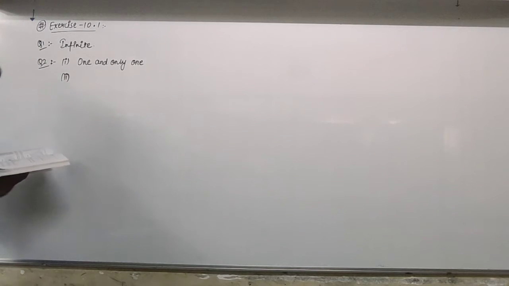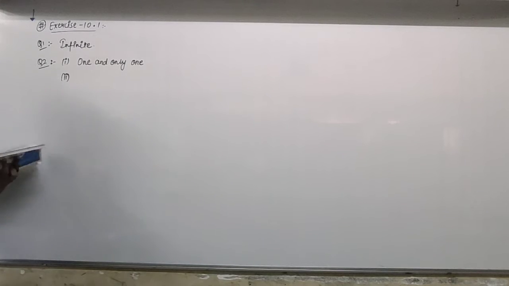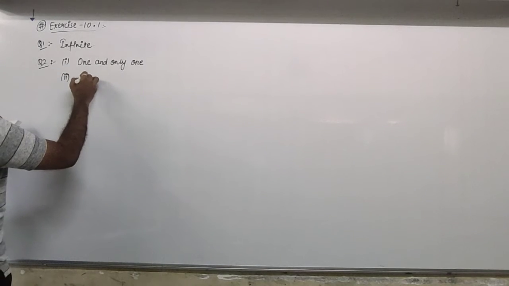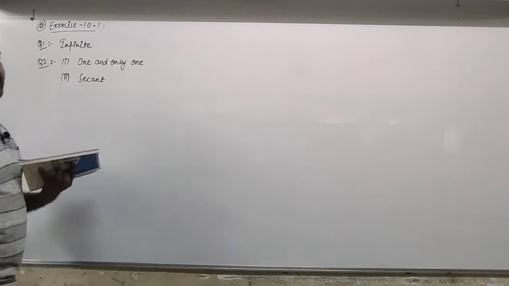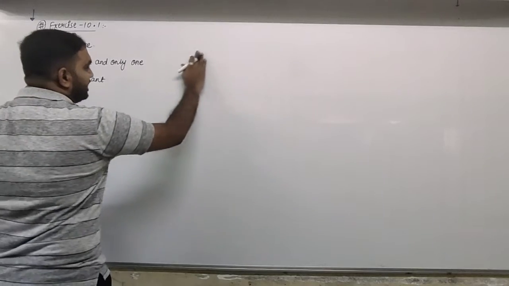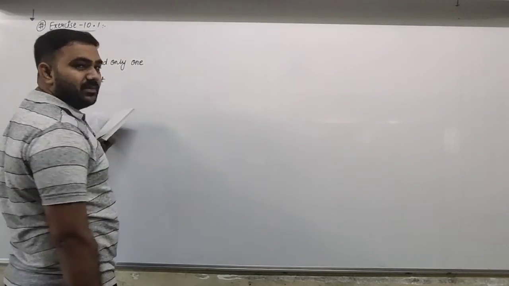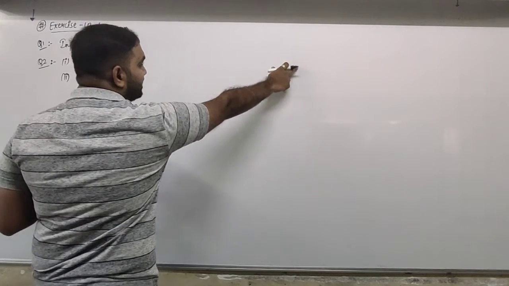Similarly, second one, a line intersecting a circle in 2 points is called the secant. Line intersecting the circle in 2 points. Remember, previously we saw case number 2 here on this side.